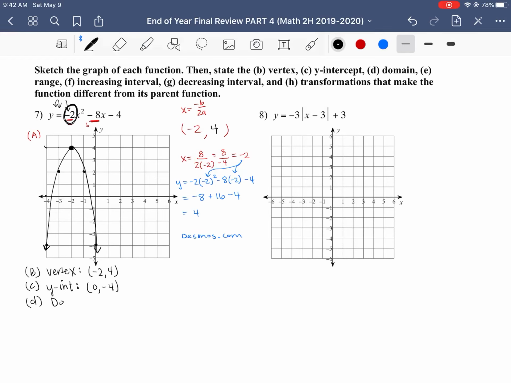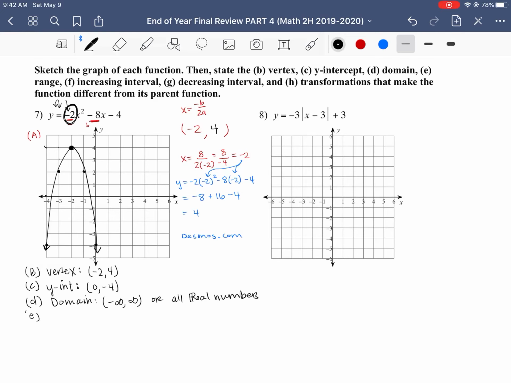D is asking for the domain. So remember the domain of a parabola. We loved this because domain was all real numbers. Any x value works inside of this. It gives us a y value output. So this one was negative infinity to infinity, or we can say all real numbers. Those mean the same thing there.